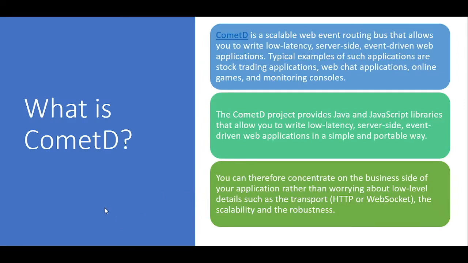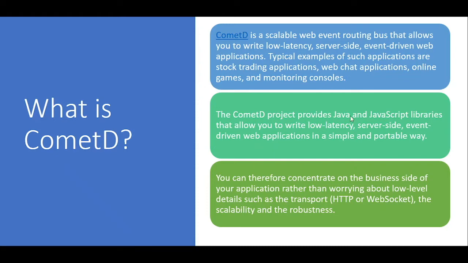So let's see what CometD means as per the definition. It's a scalable web event routing bus that allows you to write low latency server-side event-driven web applications. Typical examples of such applications are stock trading applications, web chat applications, online games, and monitoring consoles. So this is what I explained in the previous slide.